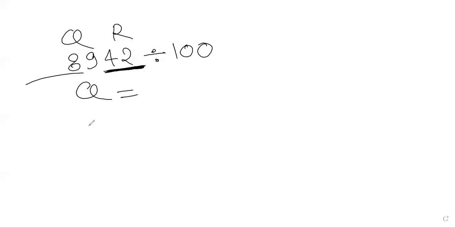So now tell me what is the quotient and what is the remainder here. Very good, Rajshri and Atharv. 89 will be quotient and 42 will be remainder. Yes, Shervil correct, Atharv correct.